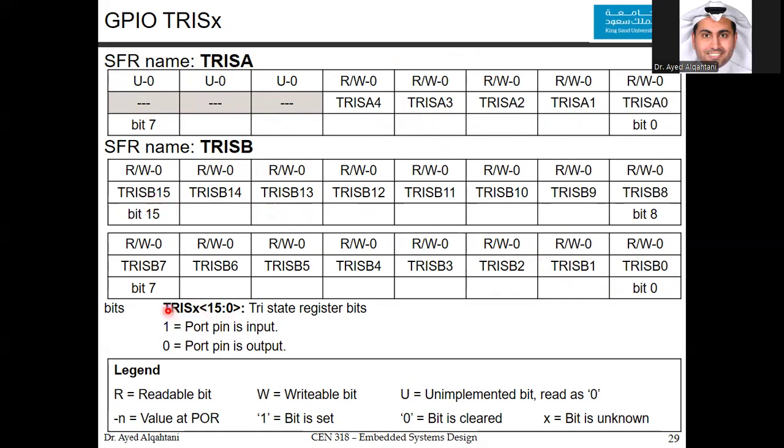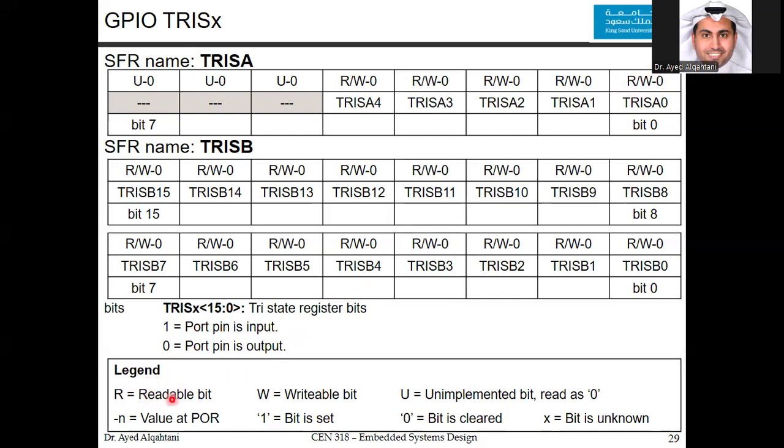So TRIS X is a tri-state register bit. If you choose to make the value equal to 1, then that means that that specific pin is an input. If you make it 0, then that pin is an output. Now, TRIS A and TRIS B are special function registers. And these tables, we will see in many tables throughout the class.